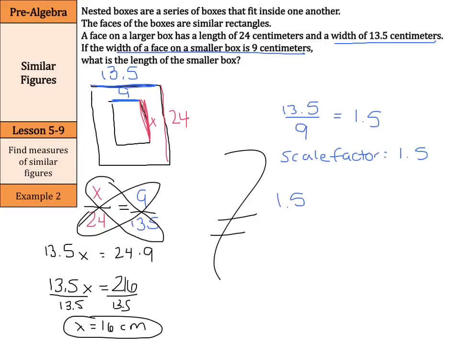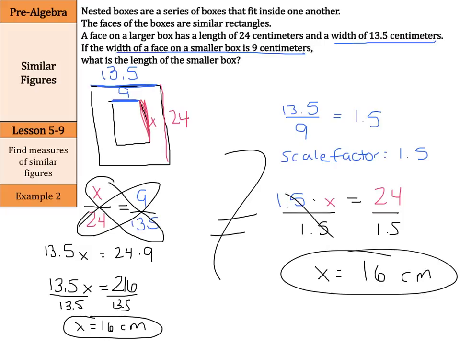So we can write an equation that says the 1.5 times that missing side x should equal that longer side of 24. So we're using the scale factor 1.5 times our missing side x equaling the larger side of 24. Well, how do we solve for x? Divide by 1.5 on both sides. And x is going to equal 24 divided by 1.5, which just happens to be, again, 16 centimeters. That's it. Good luck.